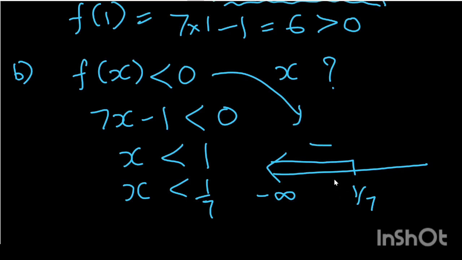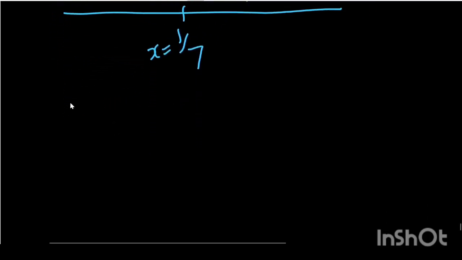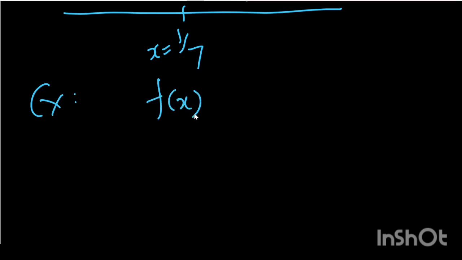Okay, so what we did, two parts, which are this. So guys, plus sign means f(x) is positive when a value greater than 1 by 7 is substituted in f(x). This is the meaning of this plus sign. The minus sign means what? Again, f(x), the linear expression value, is negative.